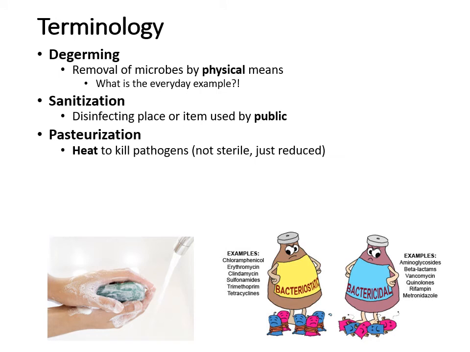Then we have pasteurization, and you ask yourself, where do you hear this term? Milk, right? Milk is pasteurized. So what they do is they heat to kill the pathogens, but they're not sterilizing. They're not killing 100%. And if you think about our example of milk, if you try to heat it to a temperature that would sterilize, well, you would curdle the milk. You would make the milk no longer good. Okay, so they want to heat it to the point that you get rid of a lot of the pathogens, but they can't completely sterilize it because that would destroy the product.